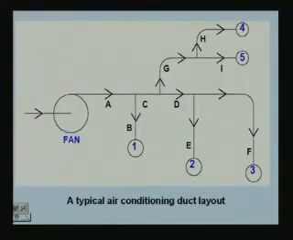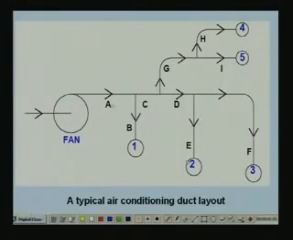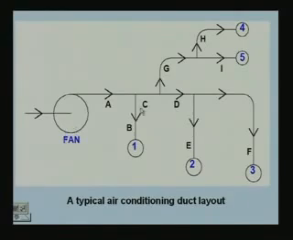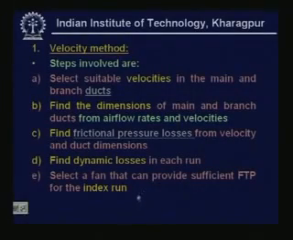So, for example, let us again look at this duct layout. Let us say that our index run is here, like this, that means A to G to H. That means the total pressure drop from this point to this point is the highest compared to all the pressure losses in the other duct runs. Then you call this AGH the index run, because the total pressure loss in this particular duct run is the maximum. So, we have to select a fan which can provide this maximum pressure loss. So, this is the method.